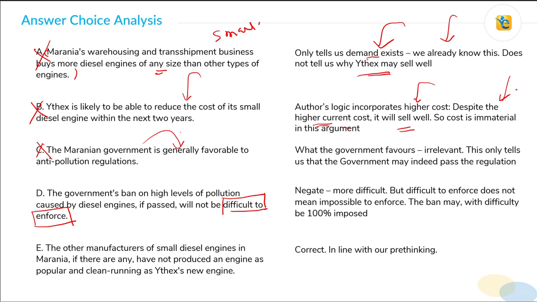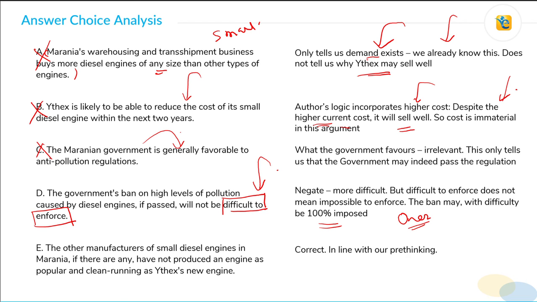Here's the problem. Difficult to enforce does not mean that it cannot be enforced properly, or it cannot be enforced to the needed degree. Absolutely not. Even if something is very, very difficult to impose or enforce, it can still be enforced with 100% efficiency. In other words, the people who have to enforce this ban might have to go through hell to make sure that it is enforced, but they can still enforce it to 100% levels. It may be the case that not even one engine gets sold in Marania post the ban. 100% proper implementation is possible even if it is difficult to enforce.